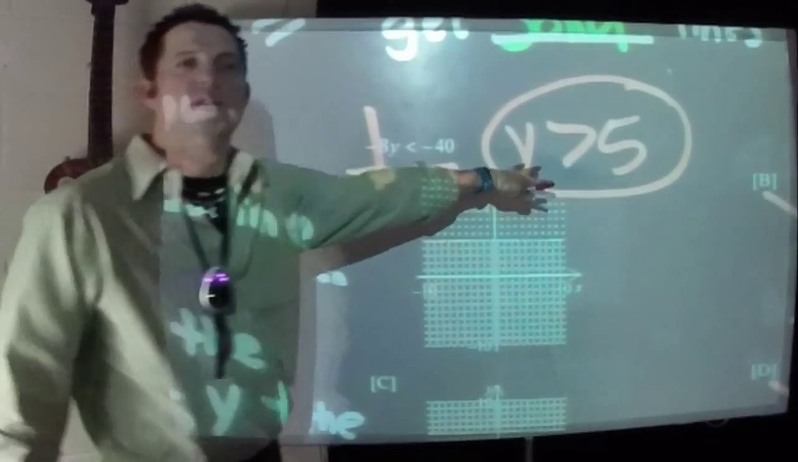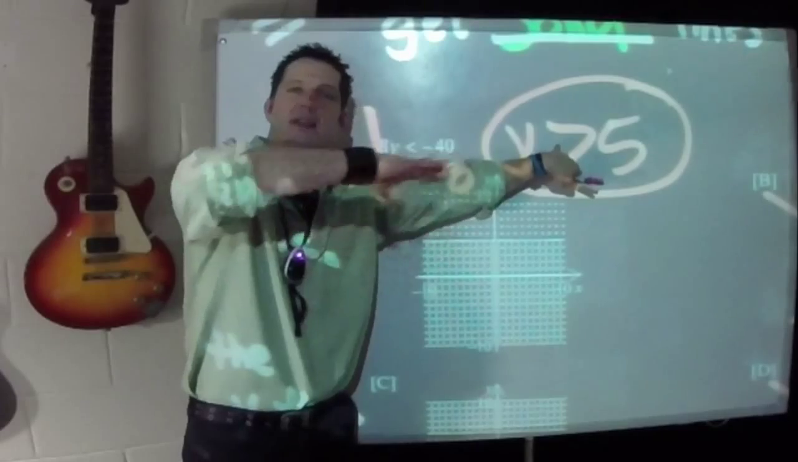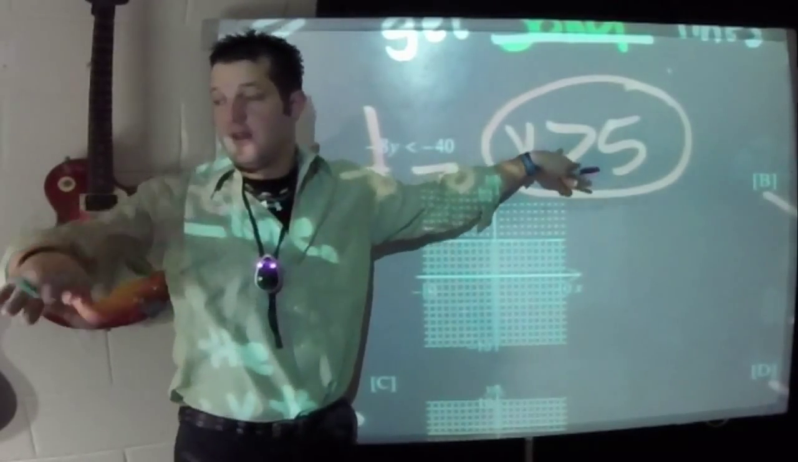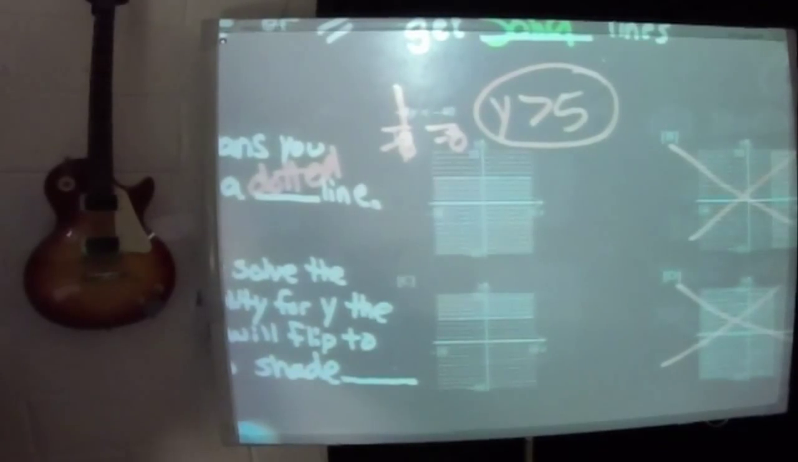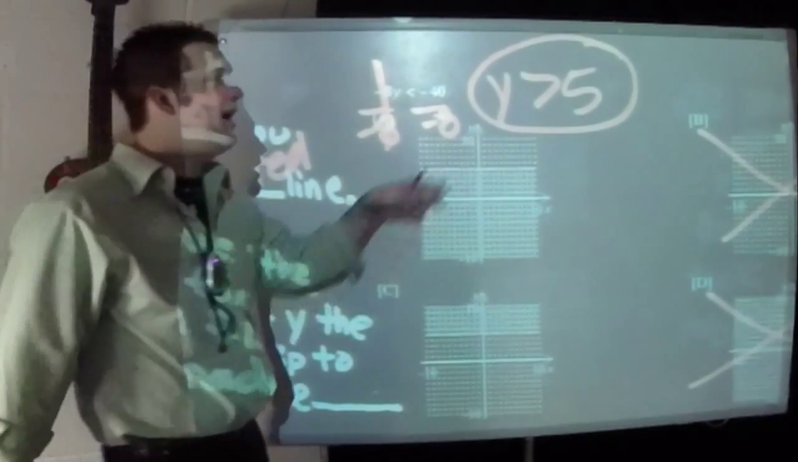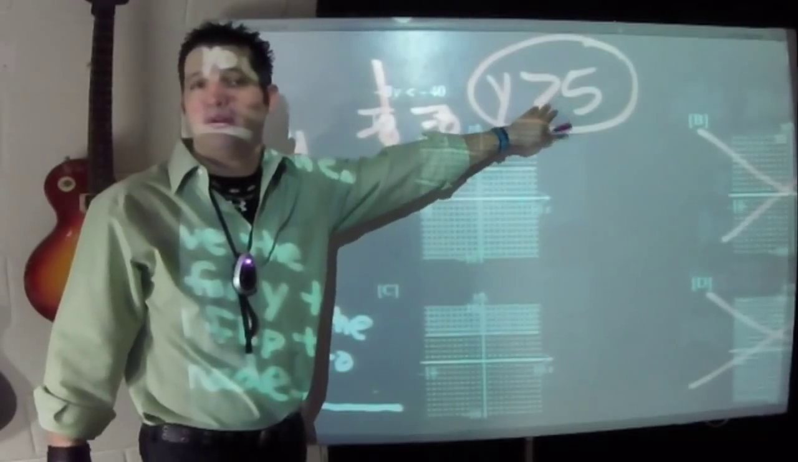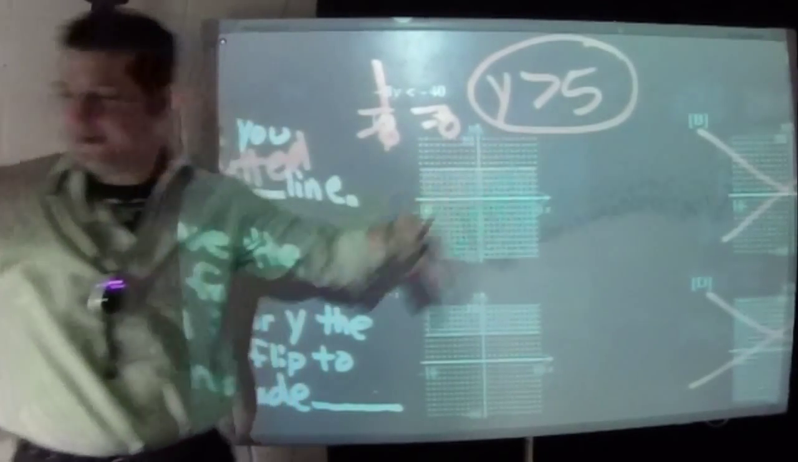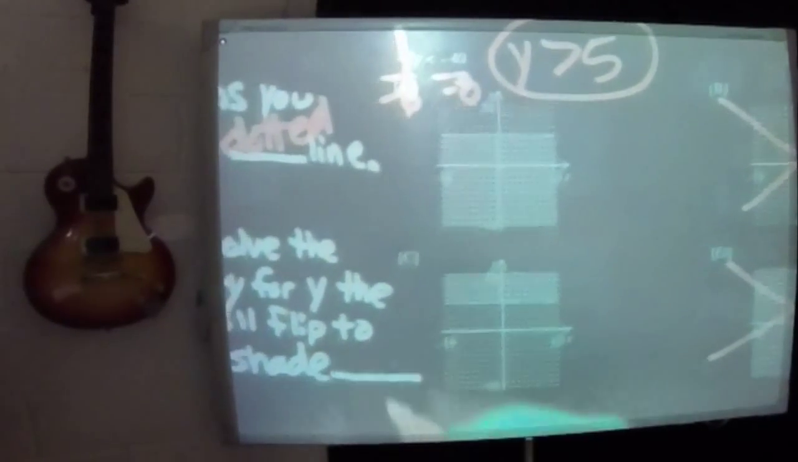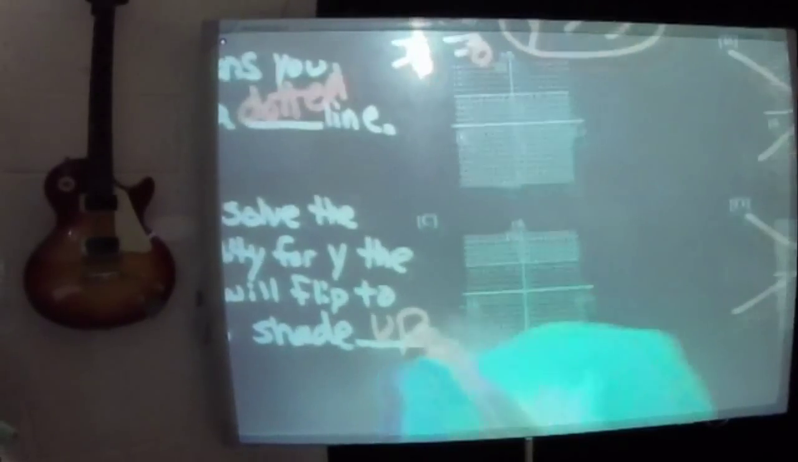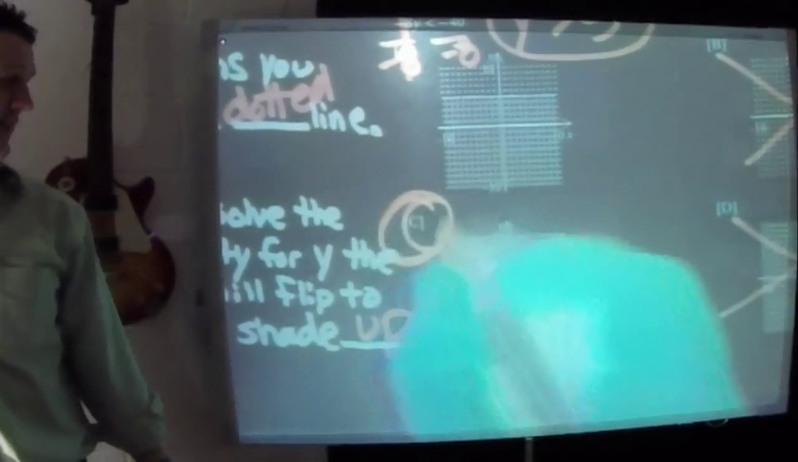Greater than: you got a flat dotted line at 5. If you look at A and C, both of them have flat dotted lines at 5. Should you be shading above or below that line though? With greater than? So shade up. Shade above. So we're looking at C, shading up.